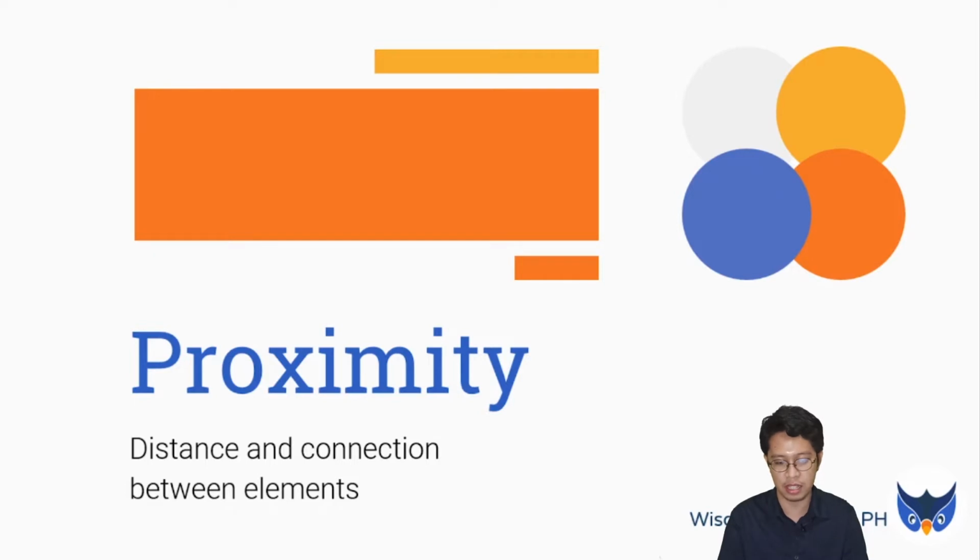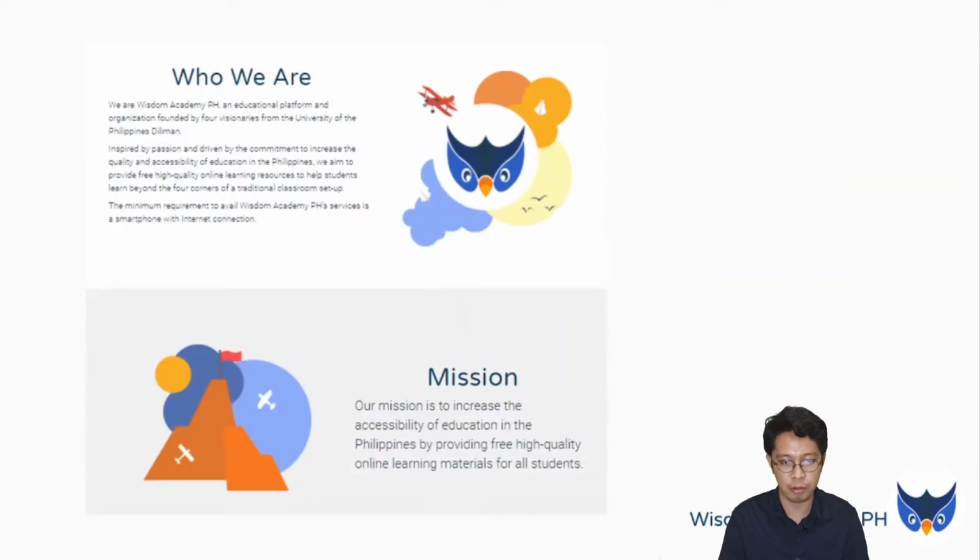Proximity is the distance and the connection between elements. When we use this principle, we group things na yung mga bagay na magkakalapit, usually yun yung mga related to each other. Yun yung ginagawa natin here sa proximity. So in this example from our website, in order to separate these two statements, we use different colors of background and pinagtatabi natin kung ano yung graphics na mas related sa kanila.